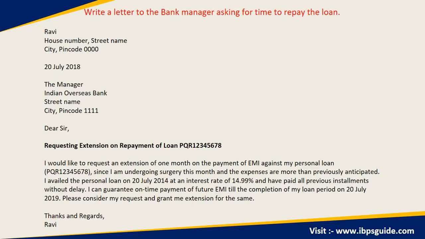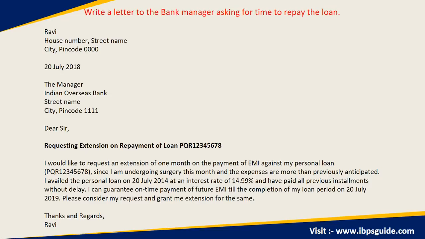Alright, so let's move on to the body of the letter. So this is one of the types that we discussed earlier. It's a request for extension. Okay, so you are using the same format. I would like to request an extension of 1 month on the payment of EMI against my personal loan, and you have the personal loan number in brackets. Since I am undergoing surgery this month and the expenses are more than previously anticipated.